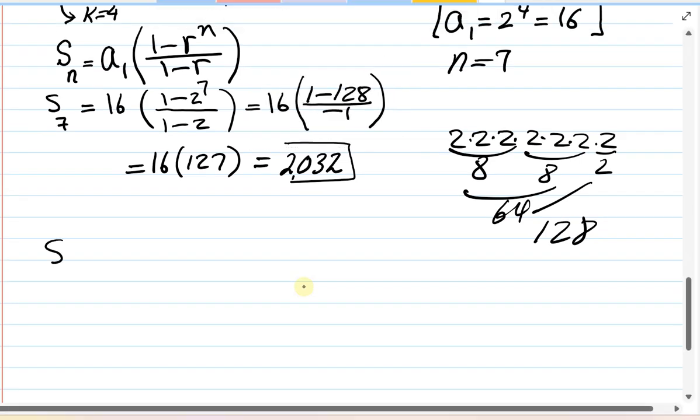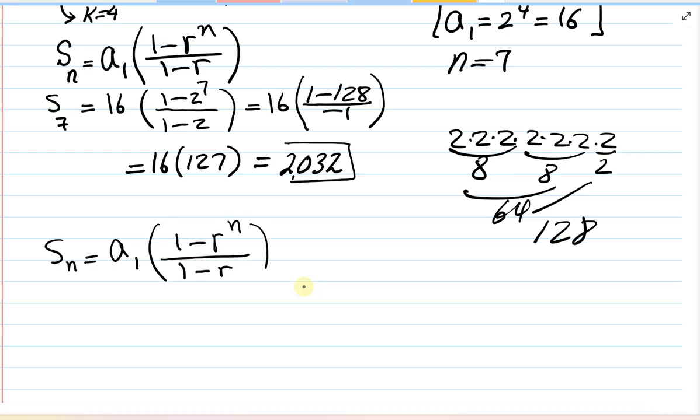Going back to S sub n, a1 times (1 minus r to the n) over (1 minus r). Now, if the common ratio in a geometric sequence, let's say the absolute value of the common ratio, is less than 1, because remember, common ratio could be negative. We've seen an example of that. But if the absolute value of common ratio means ignore the sign, the number itself without the sign is less than 1. So for example, let's go 1/10. That's less than 1.